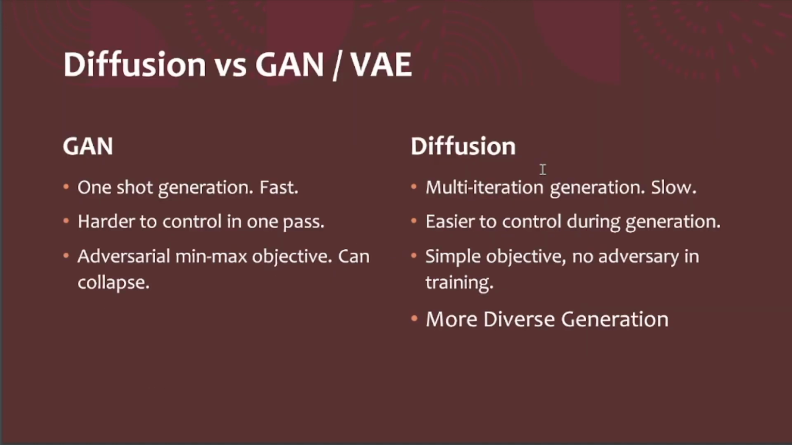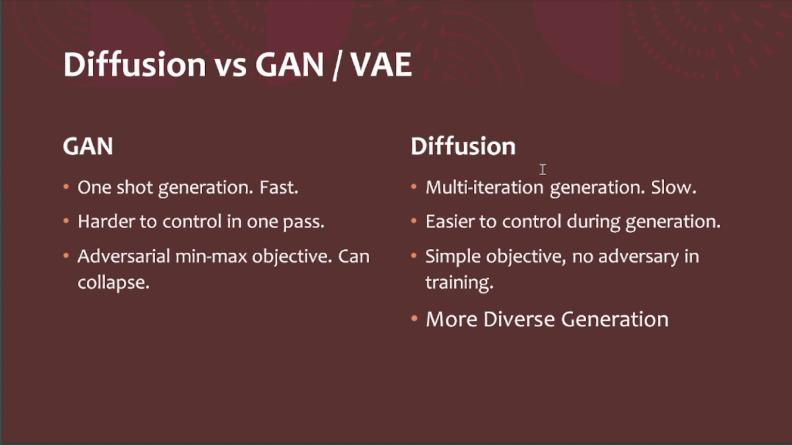So what pros do the diffusion models have over GANs? The GANs are very good one-shot generative models and they are very fast, but they are harder to control during generation. And also the min-max training objective that they use is prone to collapsing. And further, the diversity in the GANs is not to the expected level.